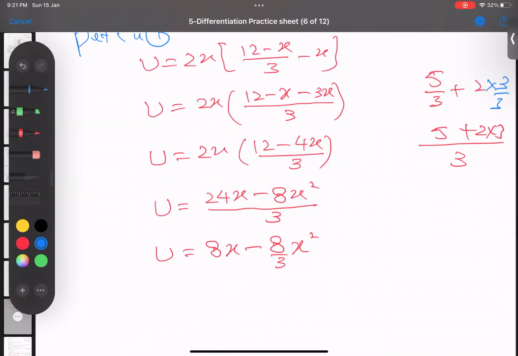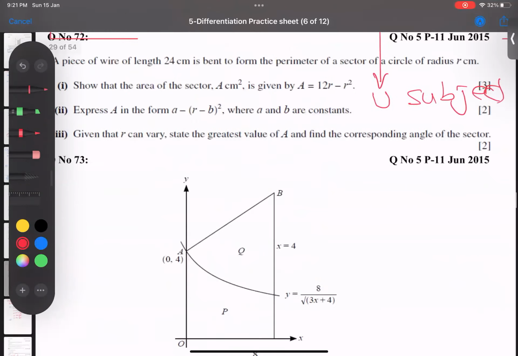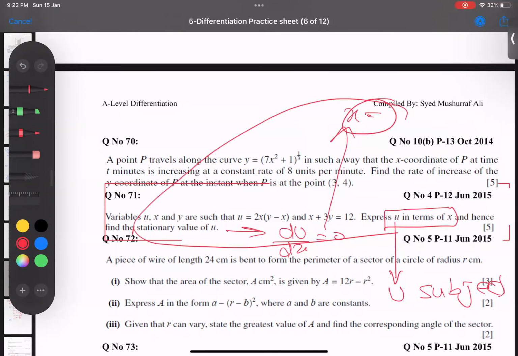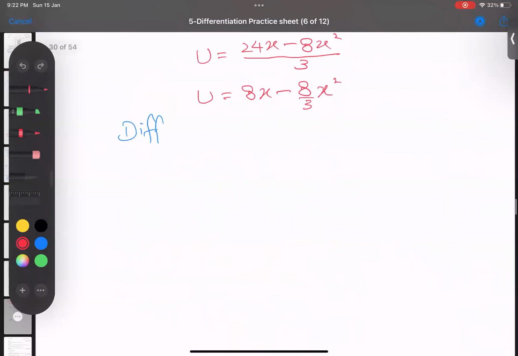Now I'm starting differentiation. You ask how you know, sir, that we need differentiation? Because read the statement here: hence find the stationary value of u. A stationary value is only possible if I differentiate du over dx, set it to 0, get x from here, and plug that x back into the equation to get the value. I hope you got the point very clearly. So let's start.